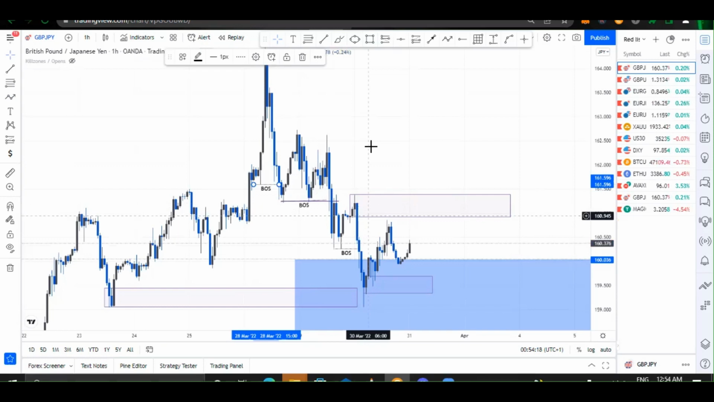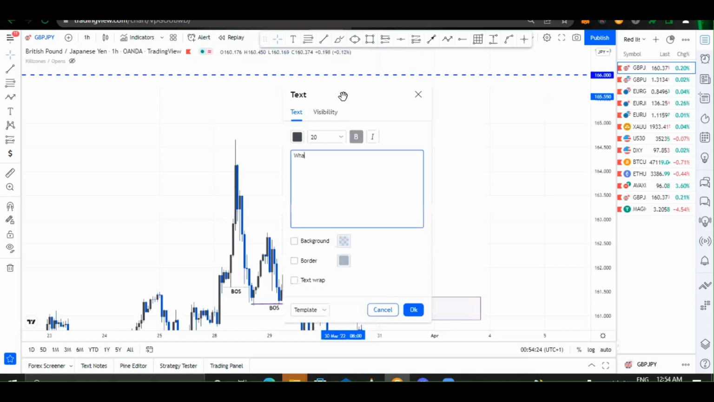Right. So what makes an order block valid? If possible, write these ones down. What makes an order block valid? One, an engulfer. Very important. It's an engulfer. A complete engulfing candle. At least 80% of the time. Right?